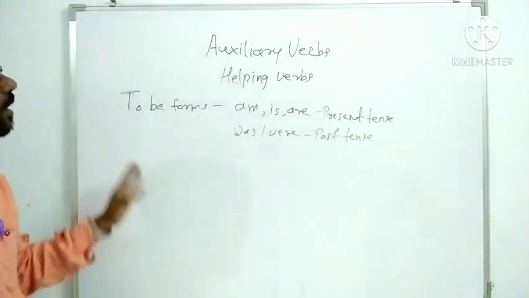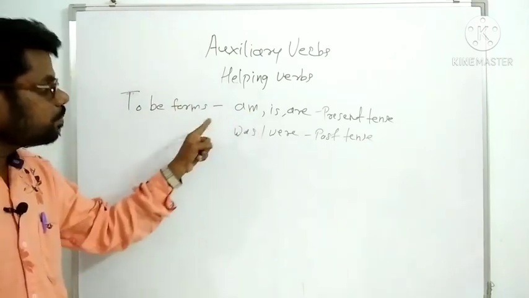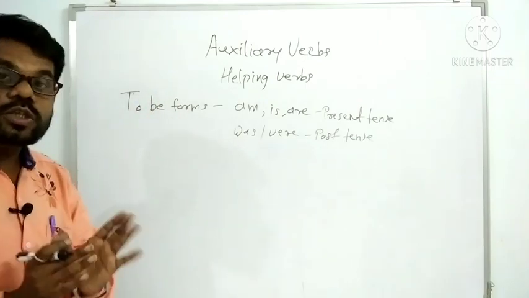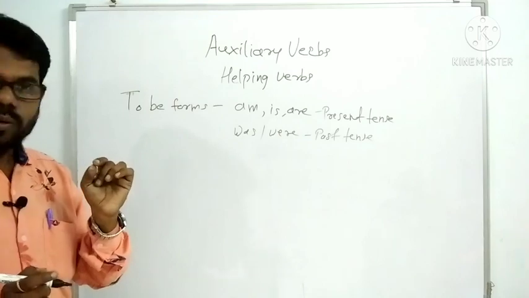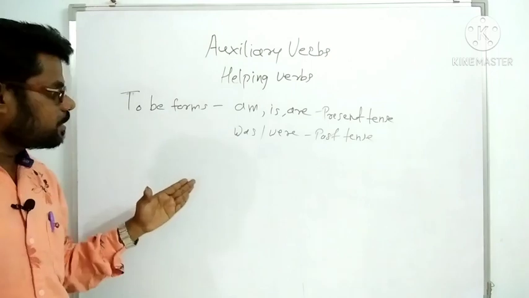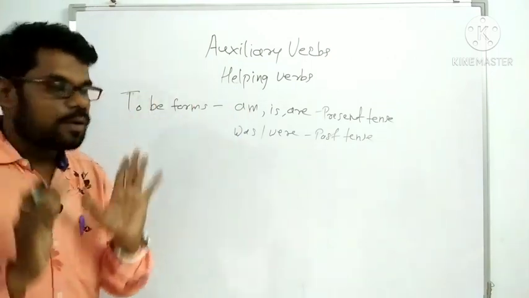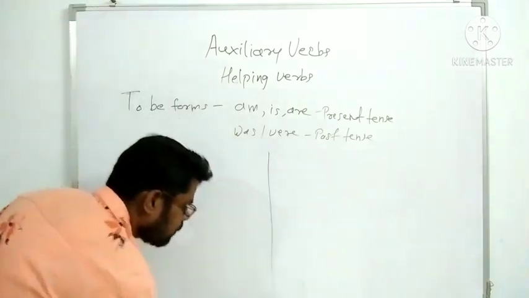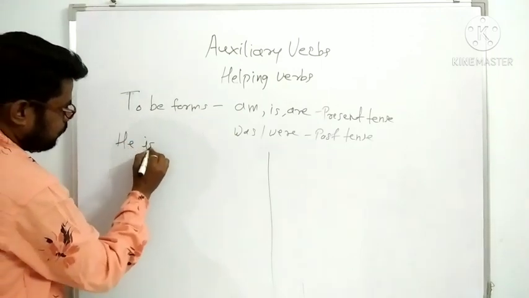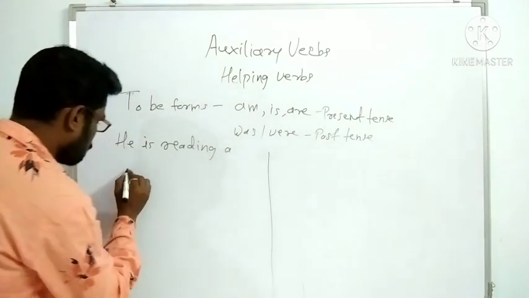Mostly in a continuous tense they are used as a helping verb, but in simple present and simple past they are also used as a main verb. Okay, though they play a role as helping verbs, in simple present am, is, are, and in simple past they are used as a main verb. Now let us see with example. See, he is reading a storybook.